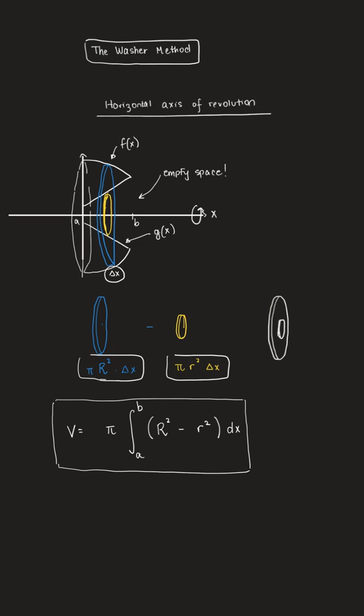In the next short video, I'm going to explain what happens when we have a vertical axis of revolution, just because it's easier to upload shorter videos rather than longer ones.